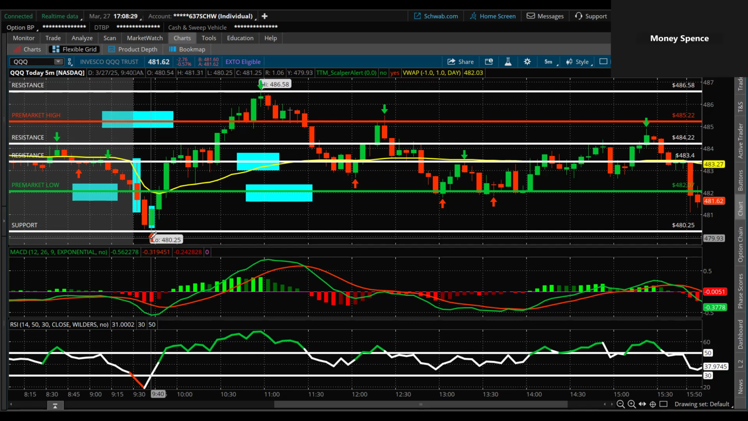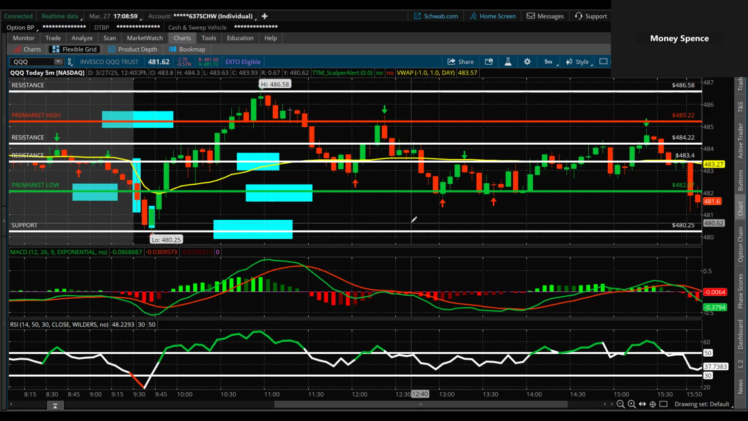And you could have purchased the $480 calls right here. We had our TTM scalper alert, this red arrow below the green bullish candle. We bounced off of support level number one. You could have purchased either the $480 calls or the $481 calls or the $482 calls. Well, Spence, why should I focus on those strikes?